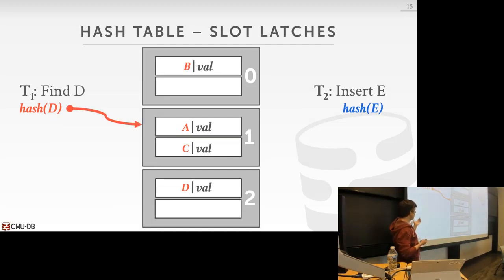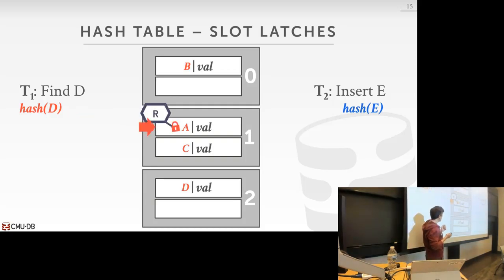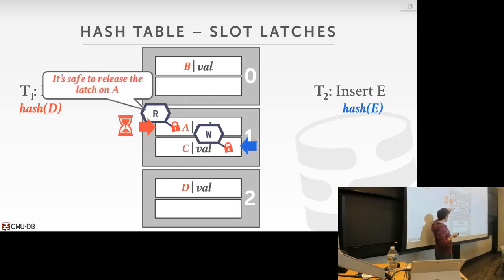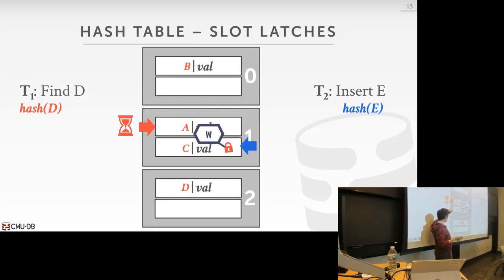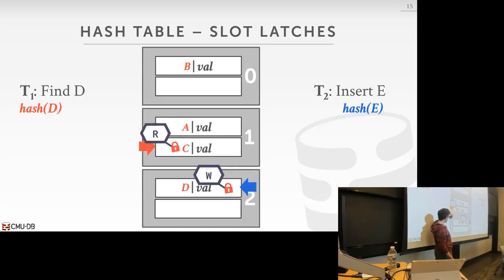So again, T1 starts, it wants to do find D, it hashes to where A is, so it acquires the read latch on A. Then T2 starts, it wants to do a write, so it acquires the write latch on C. When T1 starts up again and tries to look at this, it can't run because it can't get that latch, so it has to stall, whereas this other thread can keep going down here. And then this one can pick up and keep going behind it. Eventually it has to stall too because it can't go here. This one moves on, does its insert, and then this one can proceed.